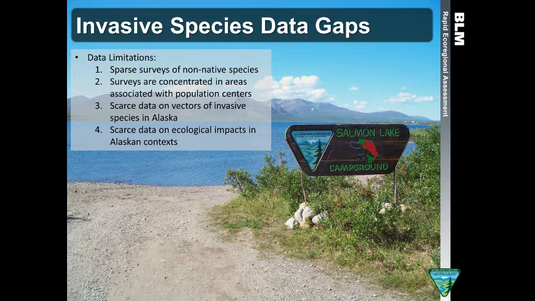And this background here is Salmon Lake. There's a BLM campground on the Seward Peninsula, but probably the only BLM campground in North America that doesn't have any non-native plant species. Really? Yeah.